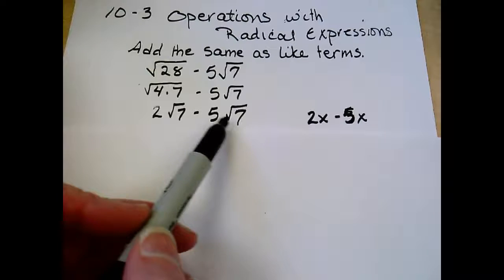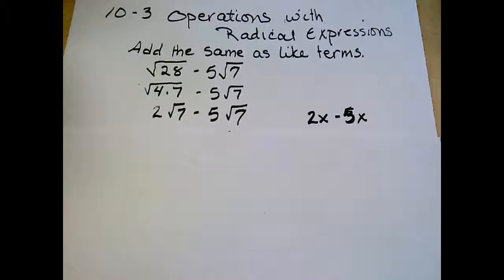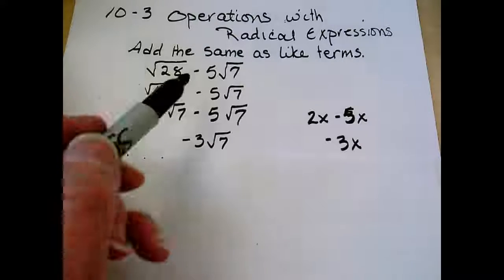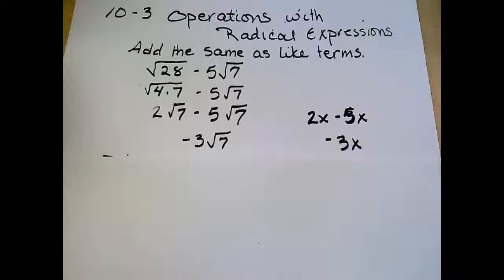Since they both have the same term, identical, just like we did with the x's, we just subtract the coefficients in front, and 2 minus 5 is negative 3, just like we would with the x's.